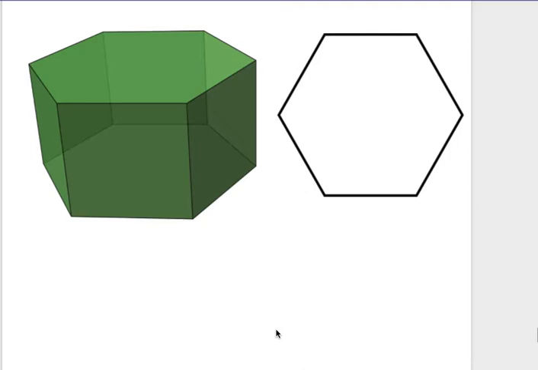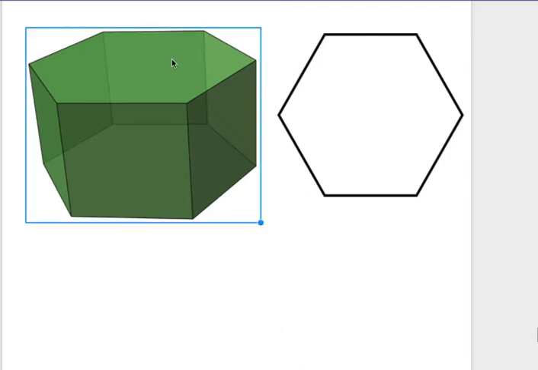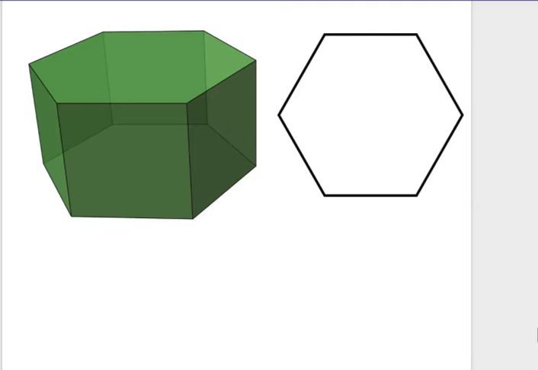And again, I'm noticing that the two bases, I have this top base and the bottom base, right? There's that bottom base and there's the top base. Those are both hexagons, okay? And the sides or the faces are all made up of rectangles.